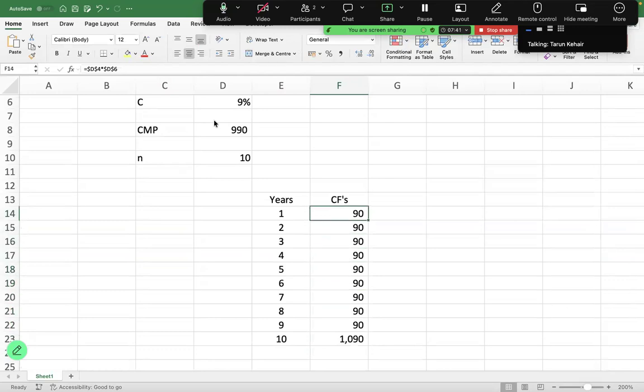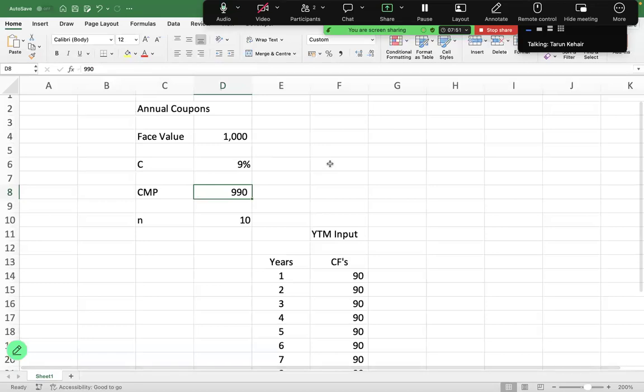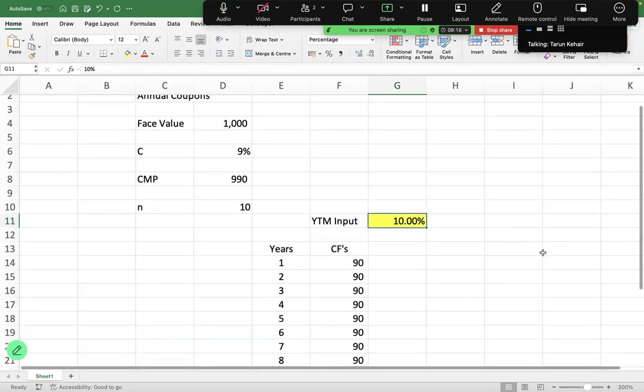Now, I don't know what my YTM is, okay? I have to find out. So let's take an arbitrary number here. Now, look here, the price is lower than the face value, no? Price is 990, face value is 1000. That means the bonds are trading at a discount, which means the yield will be higher. So let's take a higher input. Let's take 10%. This input has no rationale behind it. It's just a random input.